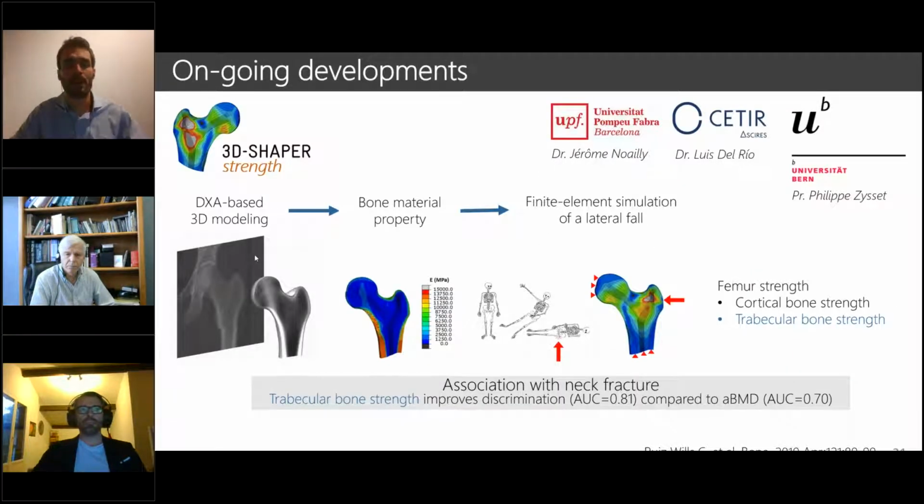We have new applications that we've been developing. The first one is 3D-Shaper strength. The idea is to use the 3D-Shaper algorithm, to start from a DEXA image, and then using the 3D-Shaper output, QCT-like output, we can build a volumetric mesh, and then simulate a load on this mesh and use finite element analysis to compute the strength of the femur. In particular, we can compute the strength of the cortical bone and the strength of the trabecular bone. In a preliminary study, we reported that the strength of the trabecular bone was improving the discrimination between cases with fracture at the neck and controls.